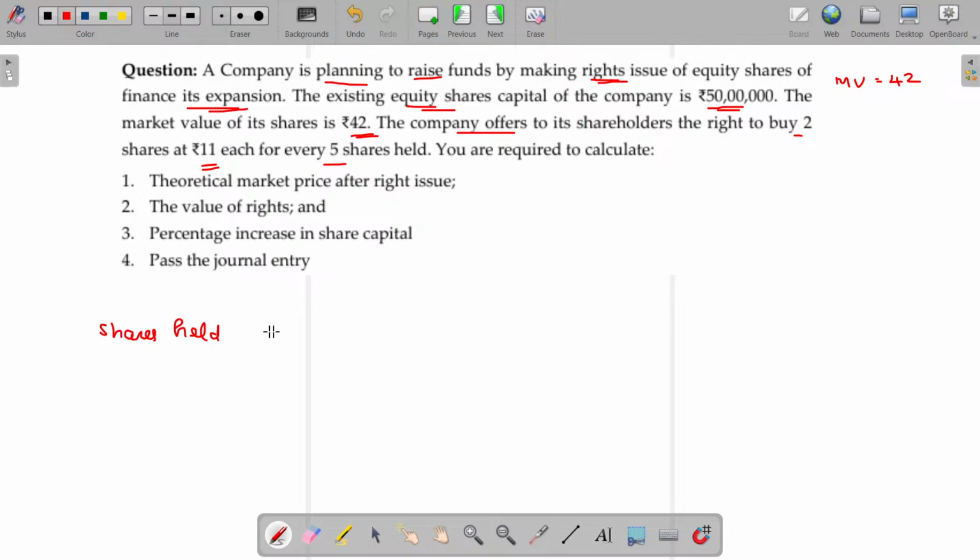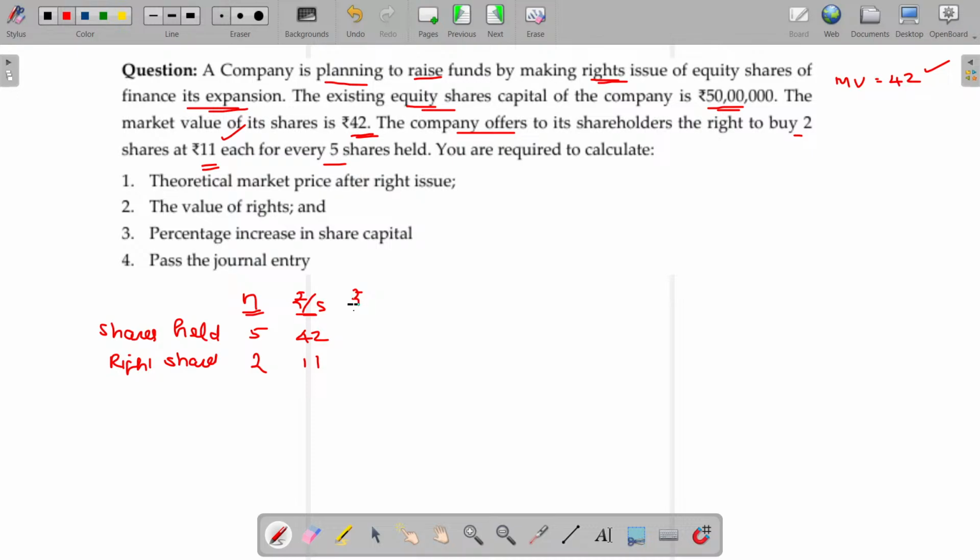Now, shares held: how many shares do you need to hold? 5 shares. If you hold 5 shares, how many rights shares will you be eligible for? 2 shares. Now for holding the shares, how much do you have to pay? 42 rupees. For purchasing a rights share, how much do you have to pay? Only 11 rupees per share.